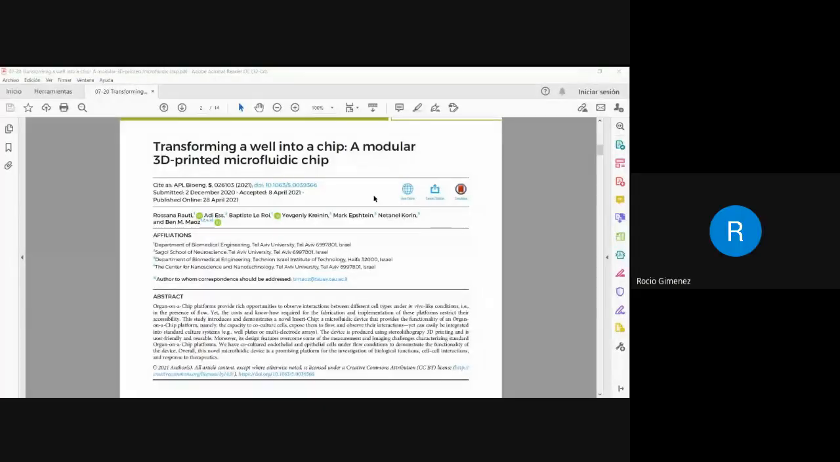Okay, hi everyone. I'll be presenting this paper, Transforming a Well into a Chip: modular 3D printing of microfluidic chips.